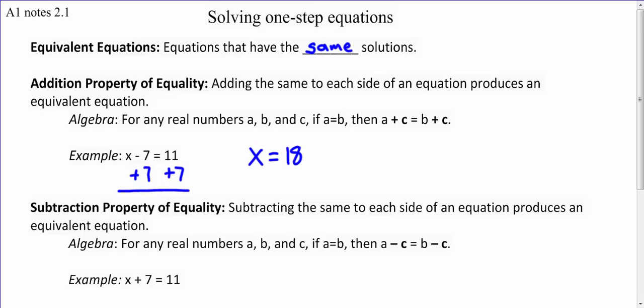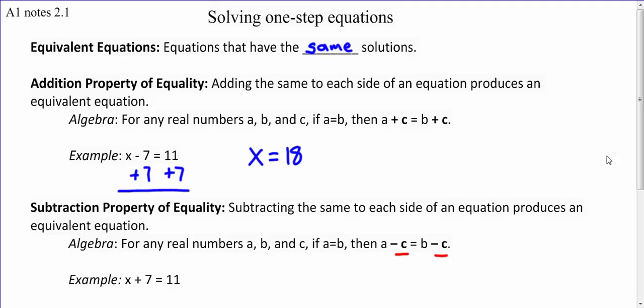Similar to the addition property of equality, but just opposite in direction, is the subtraction property of equality. In this case, it says you can subtract the same number from each side, or it could be a variable, I suppose, of an equation, and you'll produce an equivalent equation. So in terms of algebra, you'd see it like for any real numbers a, b, and c, if a and b are the same, then a minus c equals b minus c. We've done the same thing to both sides, just subtracted c.